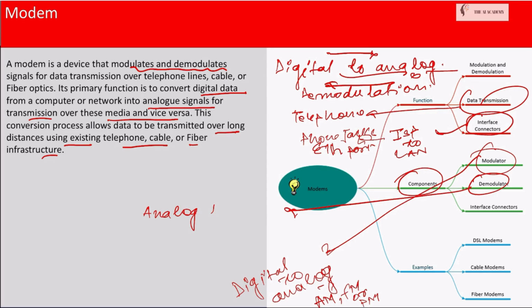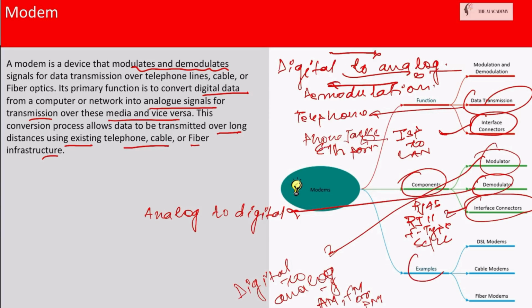Modems have various interface connectors for connecting to the ISP infrastructure and the local network. These connectors provide the physical interface for data transmission and reception. The common connectors include RJ11 phone jacks for DSL modems, F-type coaxial connectors for cable modems, and SC or LC fiber connectors for fiber modems. Ethernet ports, called RJ45, are also included for connecting the modem to a router or computer.